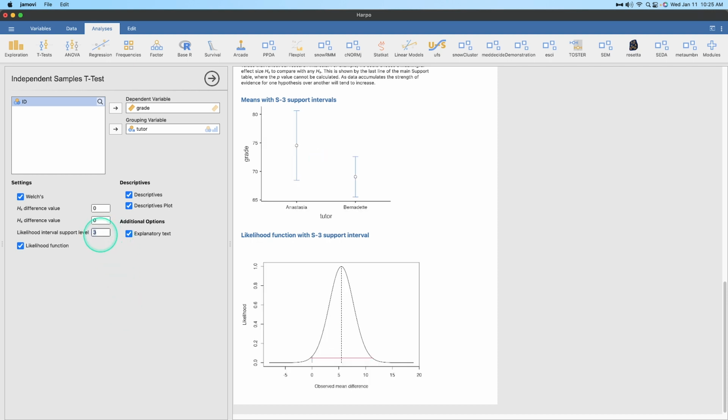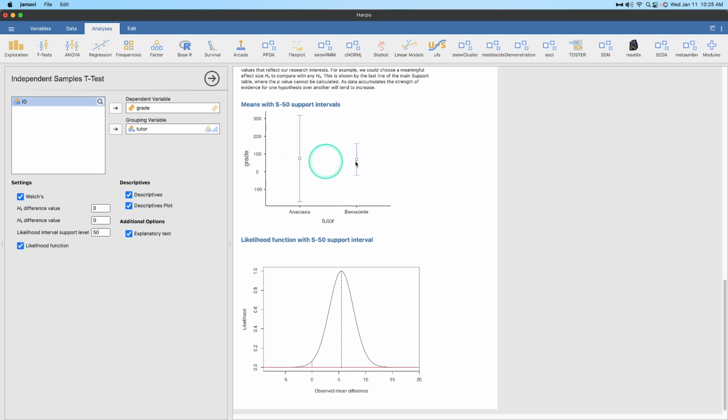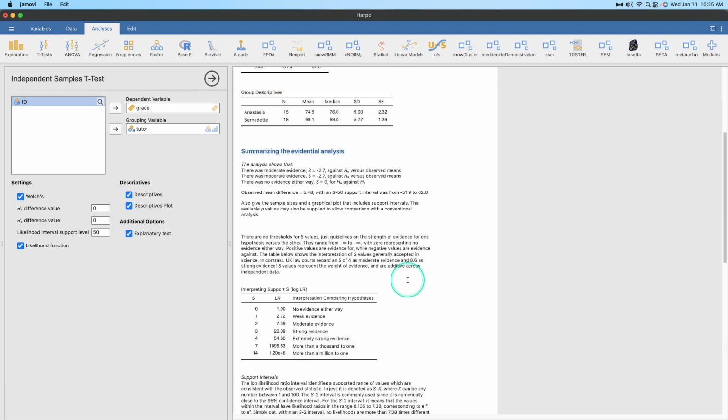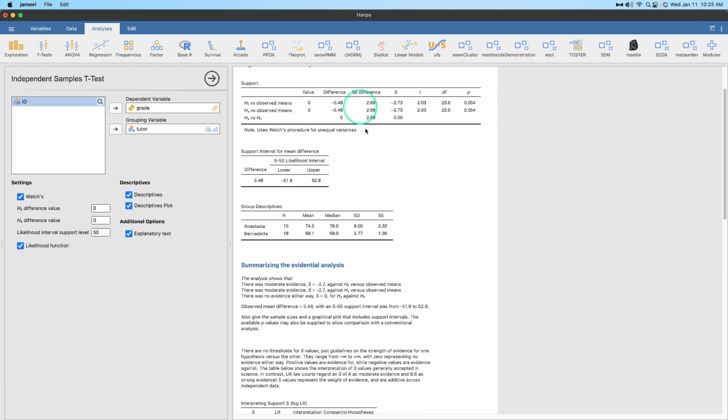Let's go something big. Let's go 50, shall we? There you can see the line changes here. It's quite massive. It means with S50 support intervals, you can see that Anastasia and Bernadette are somewhat equal here, if we did that. This doesn't make any sense, but nothing changes about our S though. Our bounds, however, are quite huge.